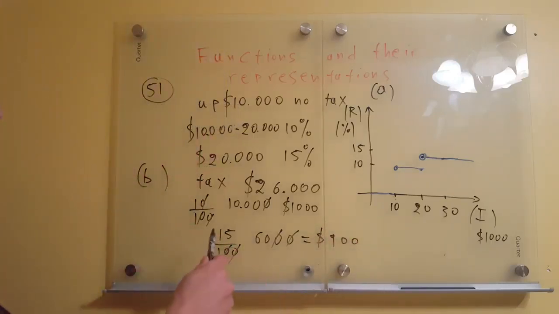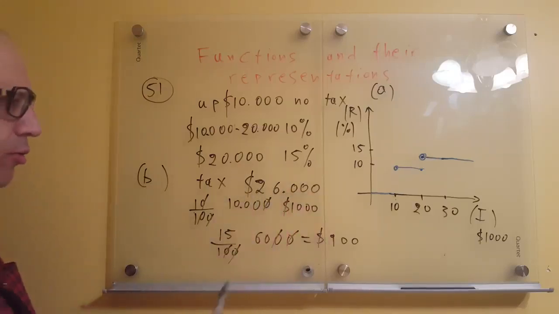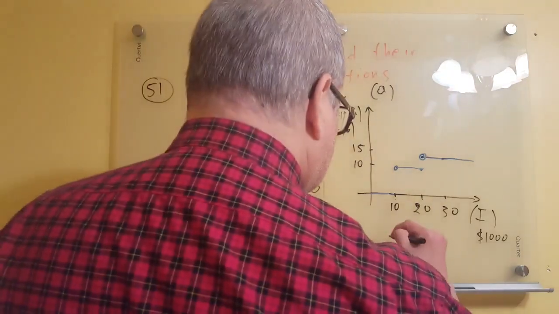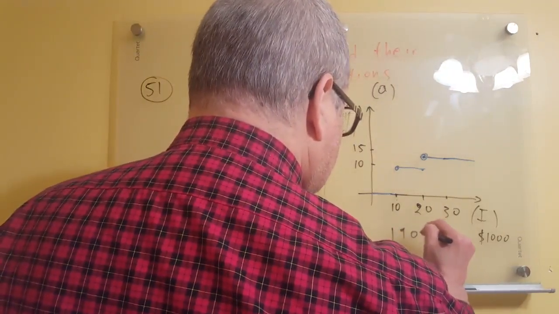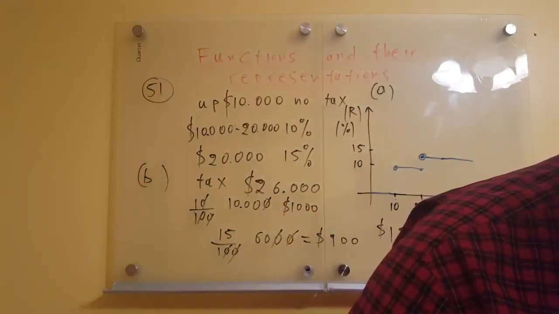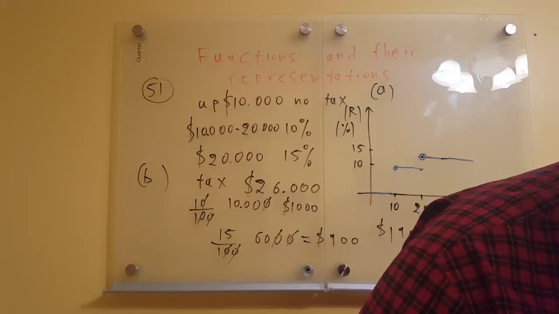So that means that the person that is making 26,000 has to pay 1,000 plus 900, so that means that he has to pay $1,900 taxes. The last part of this problem here is to sketch the graph of the total assessed tax T as a function of the income.